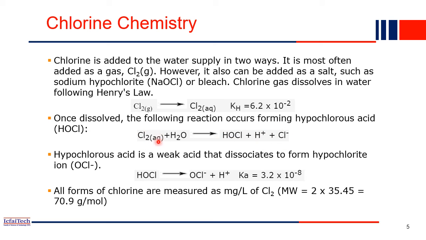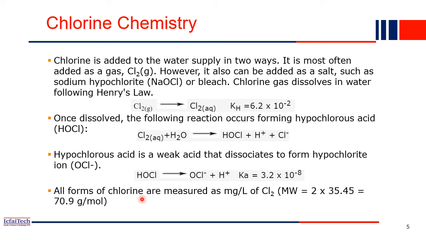So this reaction will be taking place. This is the chlorine which we added into the water, and it will react with the water, and this HOCl, that is hypochlorous acid, will form, right? This hypochlorous acid is actually very weak, and it will also dissociate into the hypochlorite ion, OCl minus and H plus. This reaction takes place.